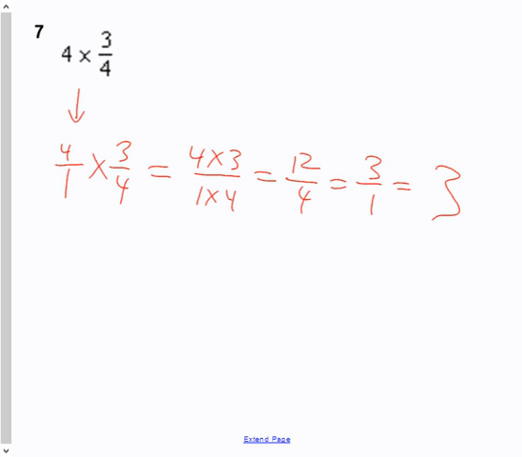The whole number 3. But if you remembered what I said before, if I cross-reduce this, that 4 over 4 will reduce down to 1 over 1. And now when I multiply the numerators and the denominators, I'm just going to get 3 over 1, which is 3. So either way you did it, you end up with the whole number 3 as the product of those two fractions.